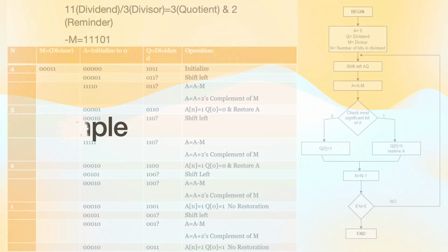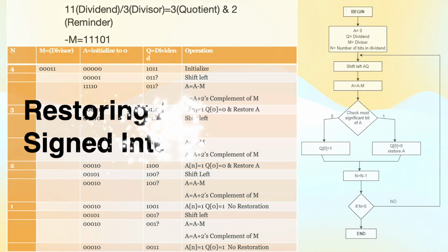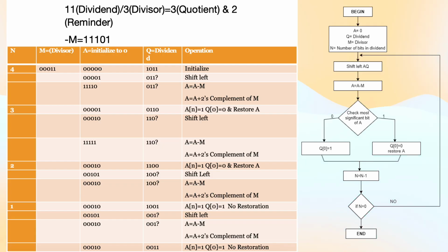Hello, this is roll number 17 Bhavesh Agone, and I will be explaining one example of a restoring division algorithm. For example, we have taken 11 as the dividend and 3 as the divisor, and let's start with our example. First we need to initialize the values, then we have to perform the left shift operation in which the most significant bit of Q is set as the least significant bit of A.